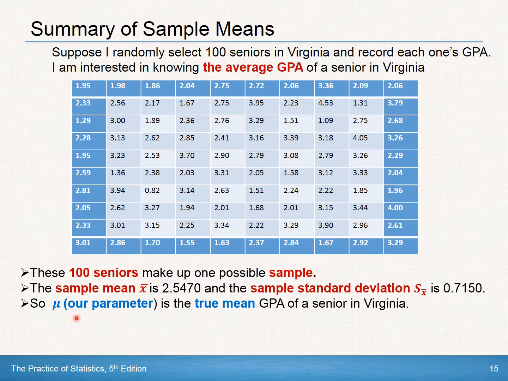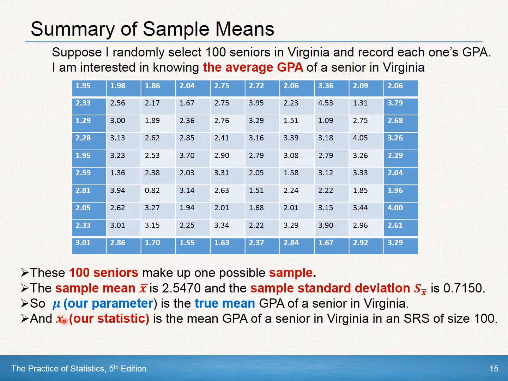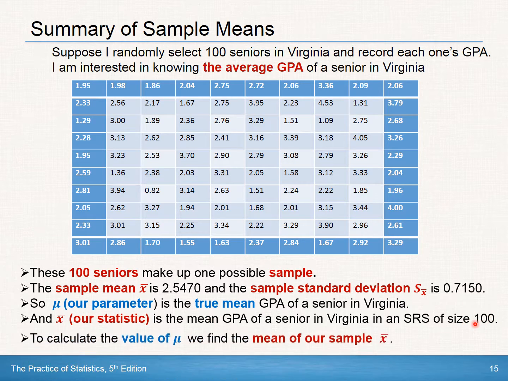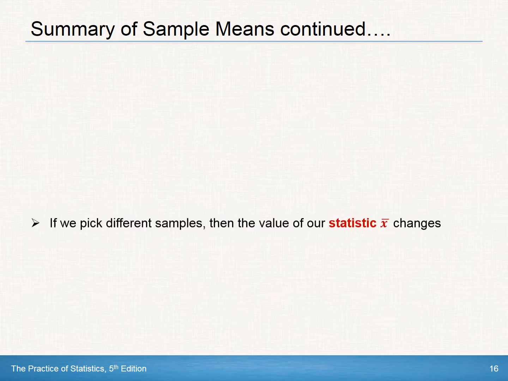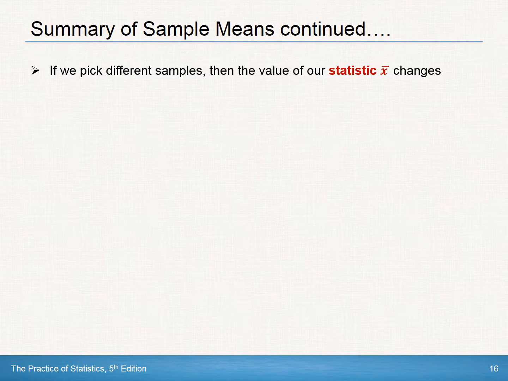So mu, which is our parameter, is the true mean GPA of a senior in Virginia, and X bar, which is our statistic, is the mean GPA of a senior in Virginia in a simple random sample of size 100. Okay, so this is specifically from an SRS of size 100. To estimate the parameter, we find the mean of our sample, or X bar. So keep in mind, if we pick different samples, then our statistic X bar changes. Okay, so this is like thinking about your graph.